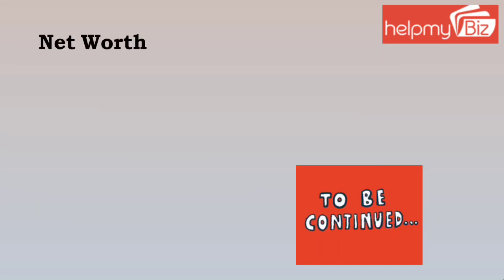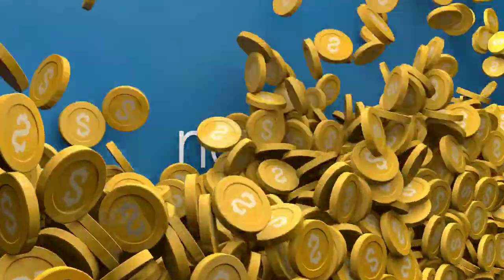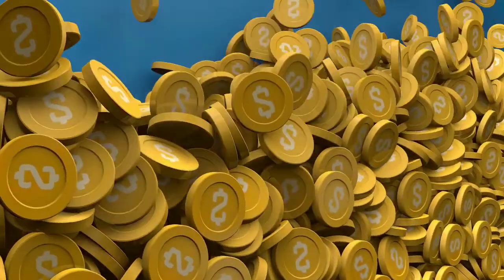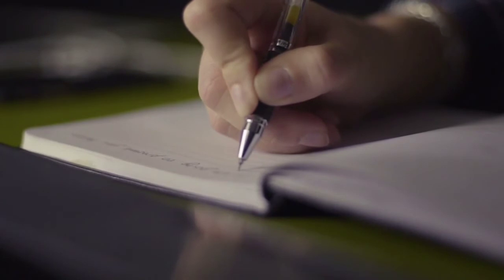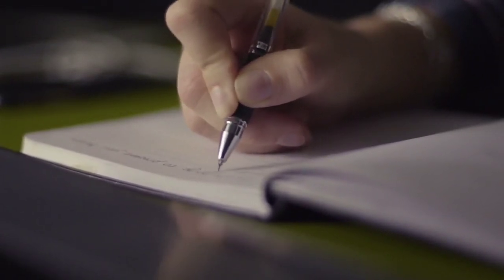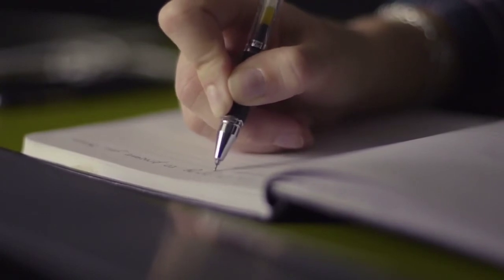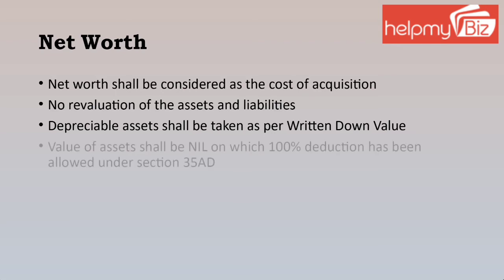Now comes the net worth. The net worth of the undertaking shall be considered as the cost of acquisition as per the relevant sections of the Income Tax Act. While computing the net worth, the following points need to be considered. Number 1, no revaluation of the assets and liabilities comprising the net block shall be considered. Number 2, if the block of assets of the undertaking include depreciable assets, the written down value of such assets as per the Act shall be considered.